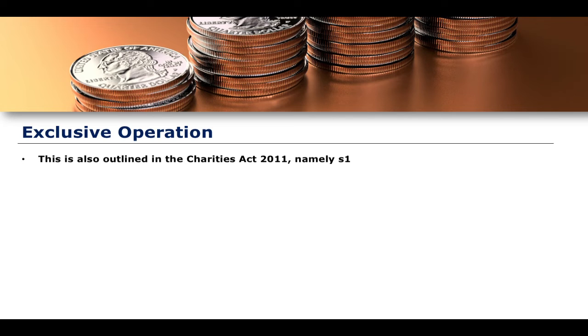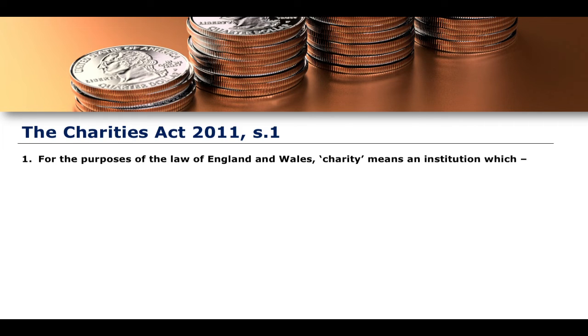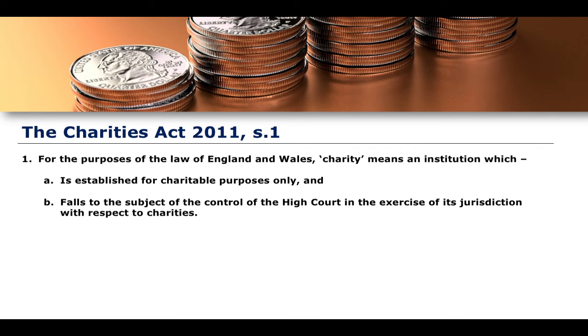So section 2 gives us what a charitable purpose is. That takes us to section 3, and then that takes us to section 4, and then we have to jump all the way back to understand the exclusive operation requirement. So we have to go back to section 1 even. Section 1 of the Charities Act says, for the purposes of the law in England and Wales, charity means an institution which is established for charitable purposes only, and falls subject to the control of the High Court in the exercise of its jurisdiction with respect to charities. So, again, not particularly good in terms of a definition. We'll get to what this means in future lessons.